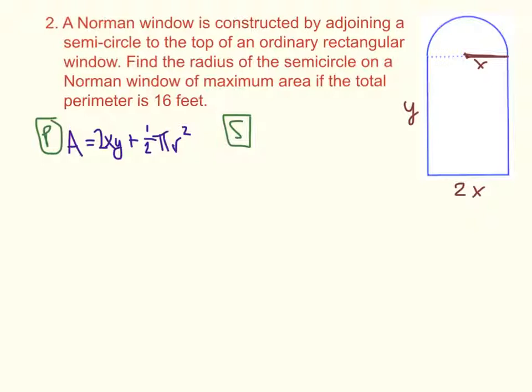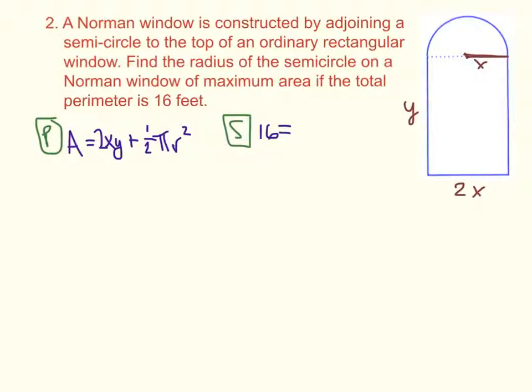Now, my secondary equation comes from my constrained amount. Well, I'm given a constrained amount of a perimeter of 16 feet. So that is what is locked in. I only have 16 feet of material to work with, okay? So my perimeter is 16, and that equals.